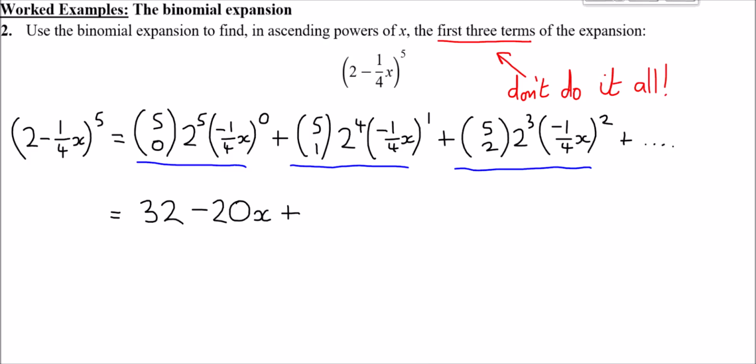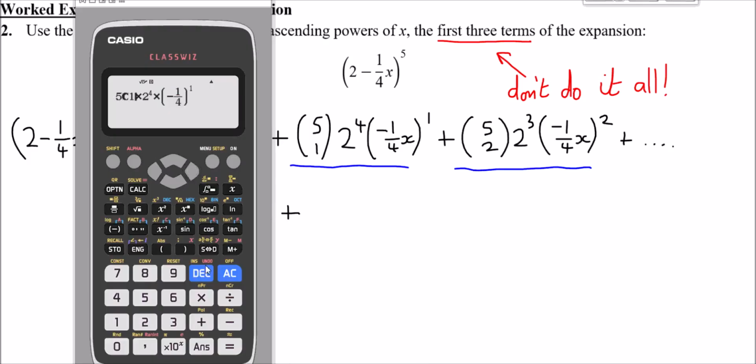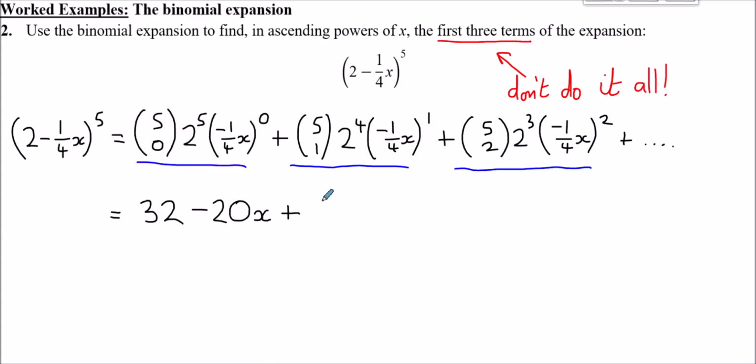So now we're going to have 5 choose 2. 2 to the power 3. Multiplied by minus a quarter squared. So the coefficient of x squared is 5. So we end up with 5x squared. And that's our final answer. So, yes, technically, if there is other stuff after it, it does go on if you like, but that's all we need to do for the first 3 terms. 1, 2, 3, we're done. Don't need to worry about anything else at all.